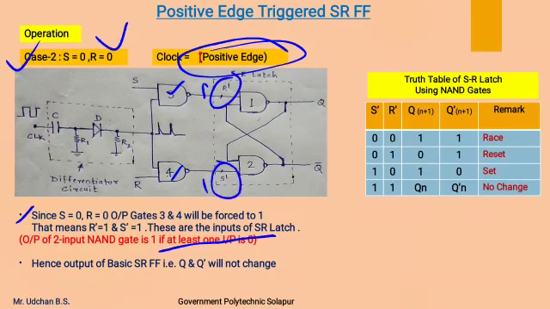by which R dash and S dash are going to become 1 1. Again we observe the truth table of the SR latch using NAND gate, in which S dash and R dash are 1 1. For that, the output will not change again. Hence for the case where S is 0, R is 0 and a positive edge of the clock appears across the flip-flop, the output of the basic SR flip-flop, that is Q and Q complement, will not change.